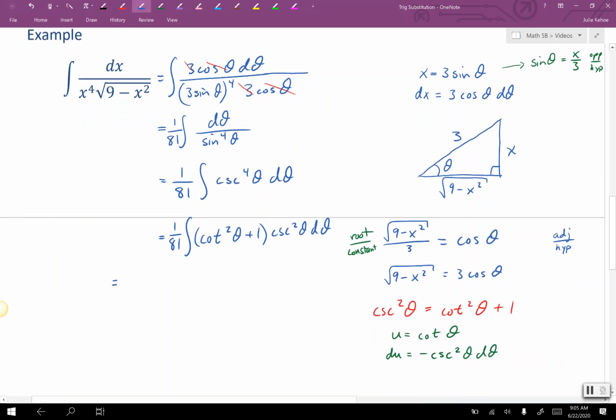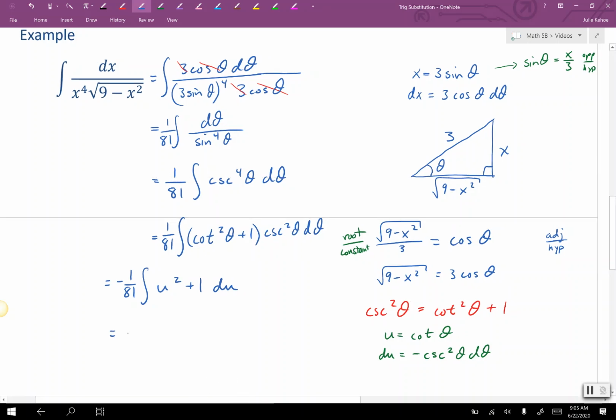Okay, so if I come back over here, move a little bit over, run out of room. The negative I'll put out front from the du, swapping that out. And then cosecant squared d theta, that's going to be replaced with du. So I'm just going to have the integral of u squared plus 1 du. That just swaps everything out, and I have a nice polynomial inside of my integral to integrate now. So I've got negative 1 over 81 times the integral, that's going to be 1/3 u cubed plus u, and plus c for the constant of integration on the outside.